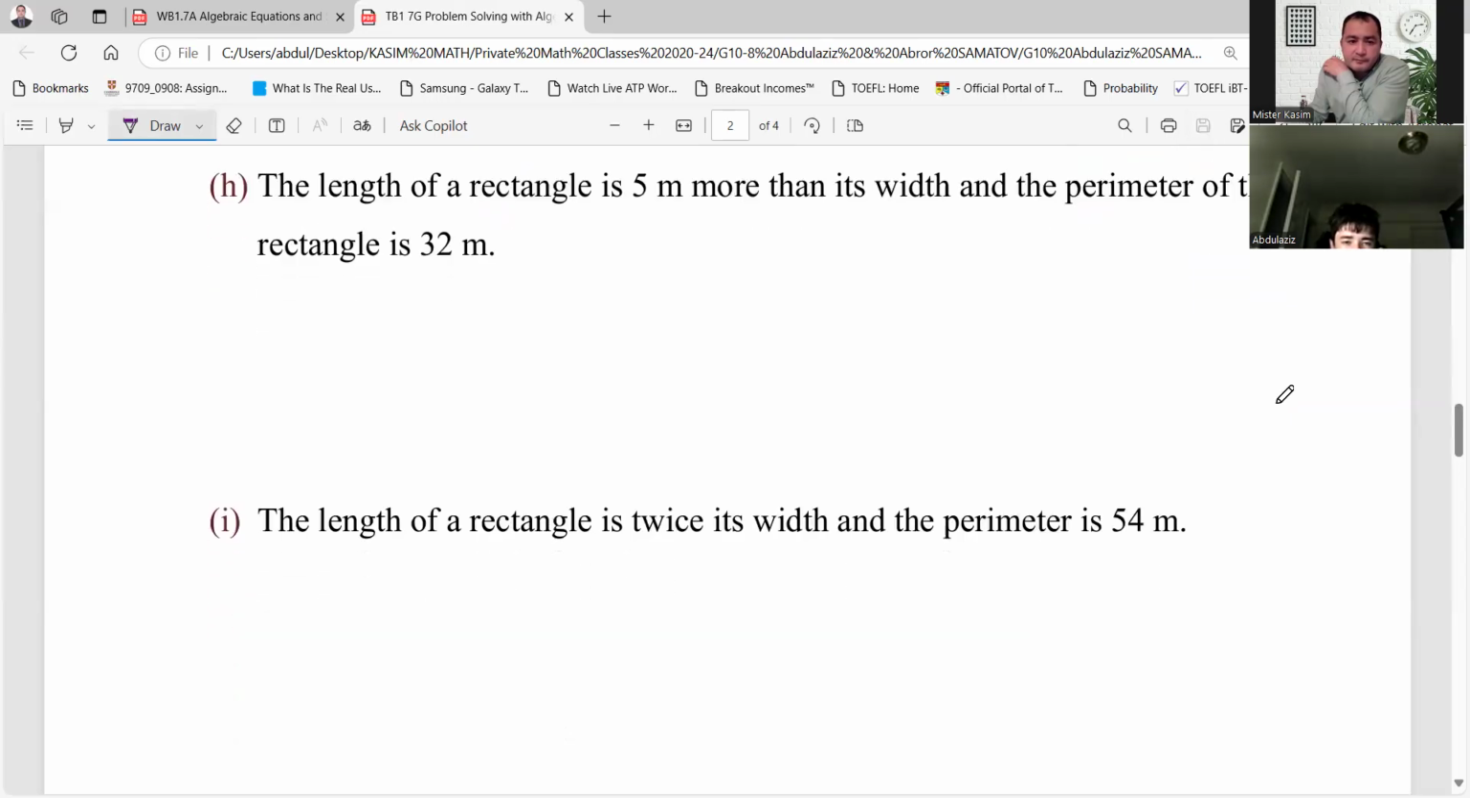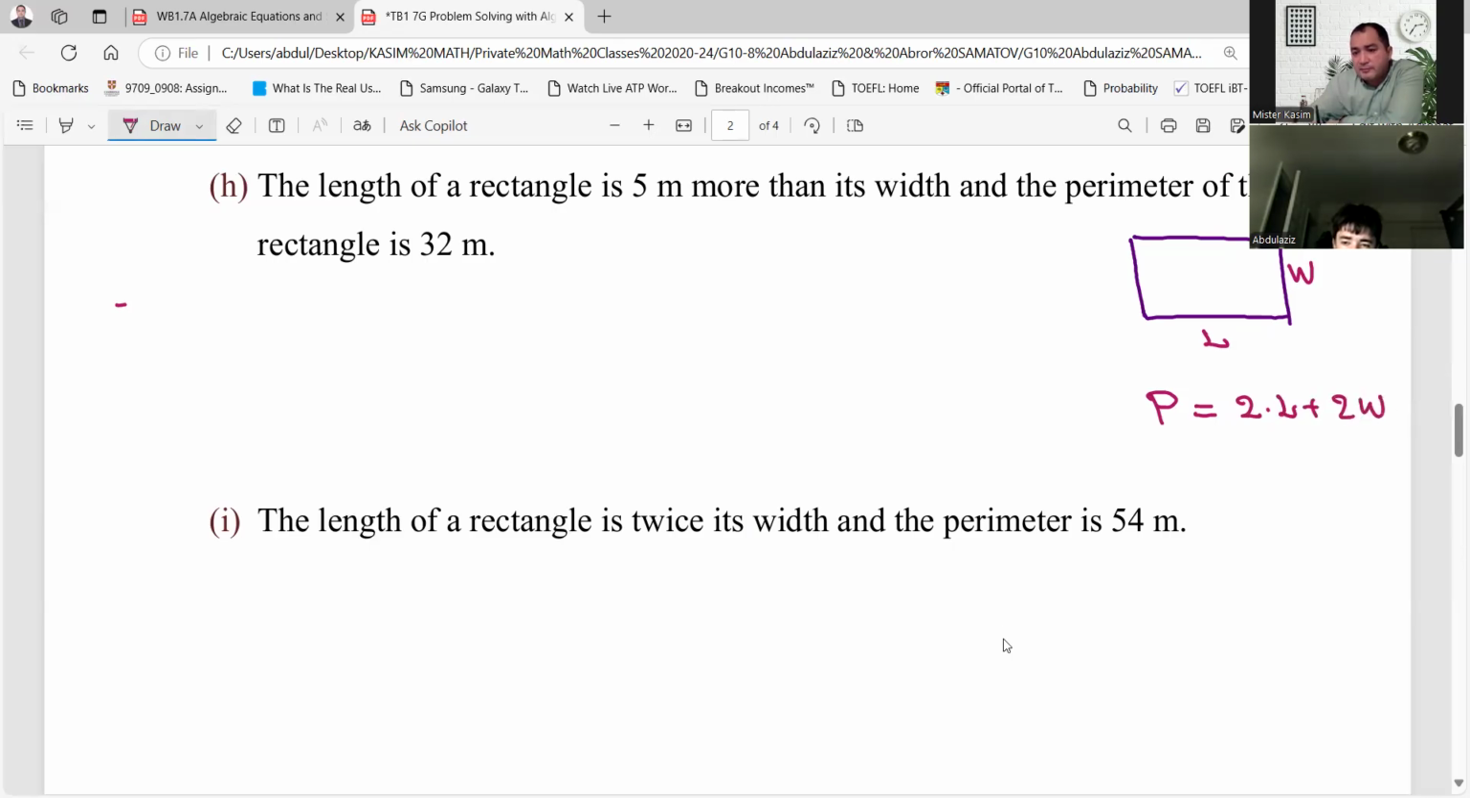The length of a rectangle is 5 meters more than its width, and the perimeter of the rectangle is 32 meters. So what is the perimeter of the rectangle? Suppose it's a rectangle, and suppose this is its length, and this one is width. And what is the perimeter formula? 2 times L plus 2 times W, right? Or also you can just write it as 2 times L plus W, right?